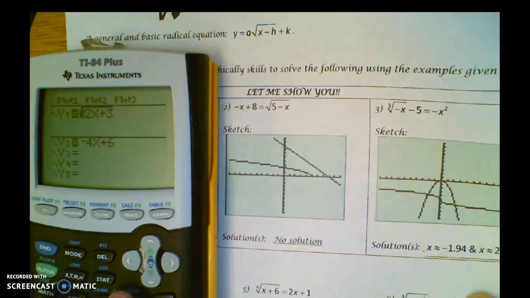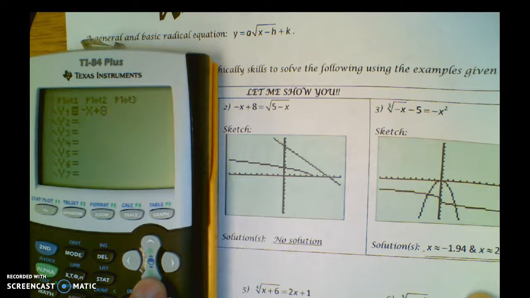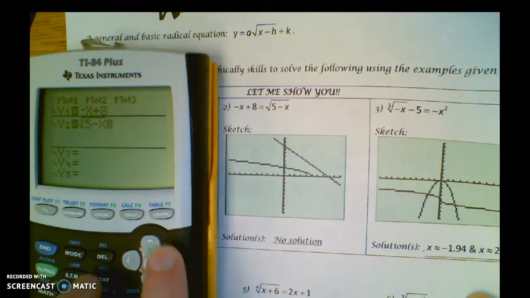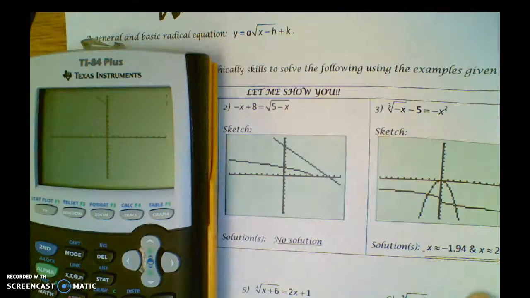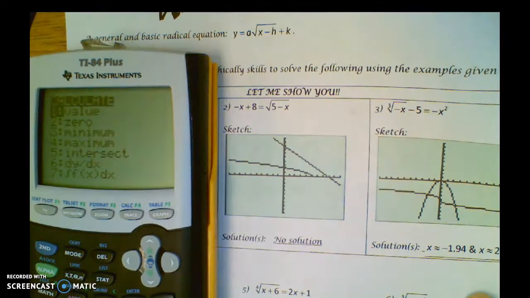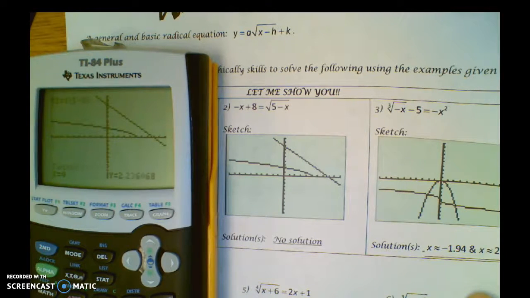So I'm going to do the same thing. Clear out what's in my screen, and I'm going to enter a new equation. So I have y equals negative x plus 8, and then the square root of 5 minus x. And I'm looking for the solution between those two equations. Hit graph. Make sure you see the same thing as what's given to us, which we do. And then hit second, trace, intersect, number 5, and enter, enter, enter.